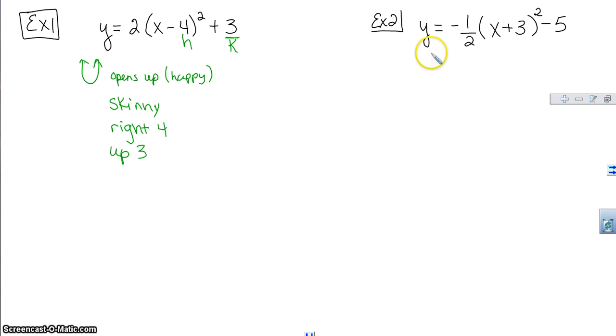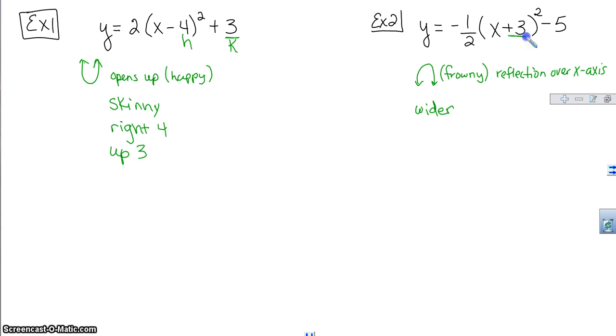All right, let's do another one. We want to tell how it opens. Does it open up or down? Is it happy or is it a sad, frowny face? So we have a negative, so it's going to be going upside down. A reflection over the x-axis is the math words for that. Okay, so it's frowning. Technically speaking, we call that a reflection over the x-axis. It flips it over. The 1/2 is a fraction. We're only looking at the absolute value of A. So 1/2 is actually going to smush the parabola down. It's going to compress it, and so it's going to widen out. So it's going to be a wider or a fatter parabola.